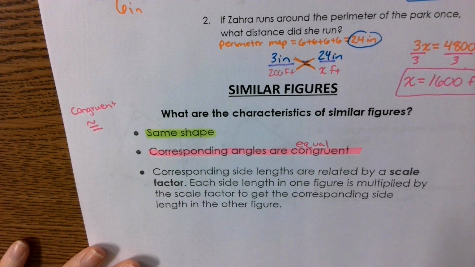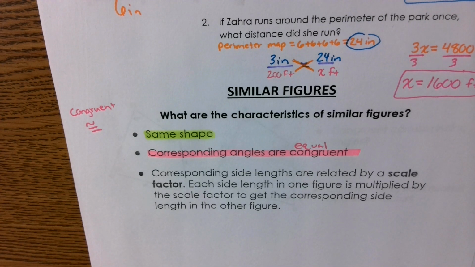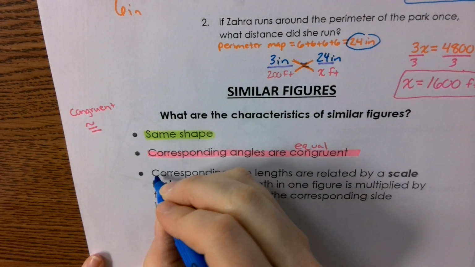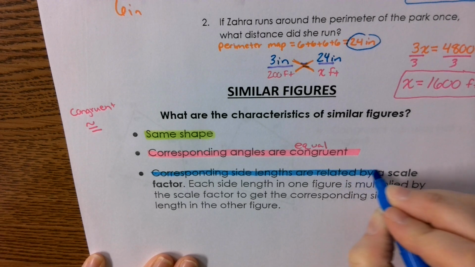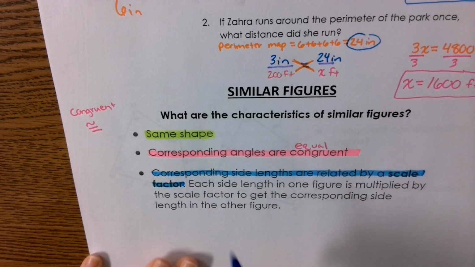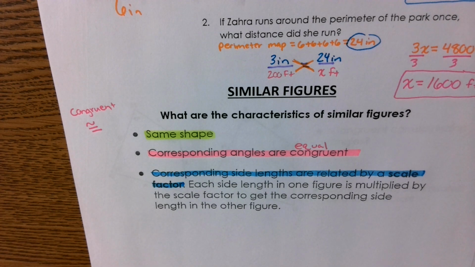Okay, and then we've got corresponding side lengths. So your angles are all going to be equal to each other. They're going to be congruent to each other. Your corresponding side lengths are going to be proportional. So they are related by a scale factor. That means each side length in one figure is going to be multiplied by a scale factor in order for you to be able to receive the side lengths of the corresponding sides. Okay, so they will be proportional to each other. That means that every time you take the new and divide it by the old for every side measurement, they will all come out to the same scale factor.